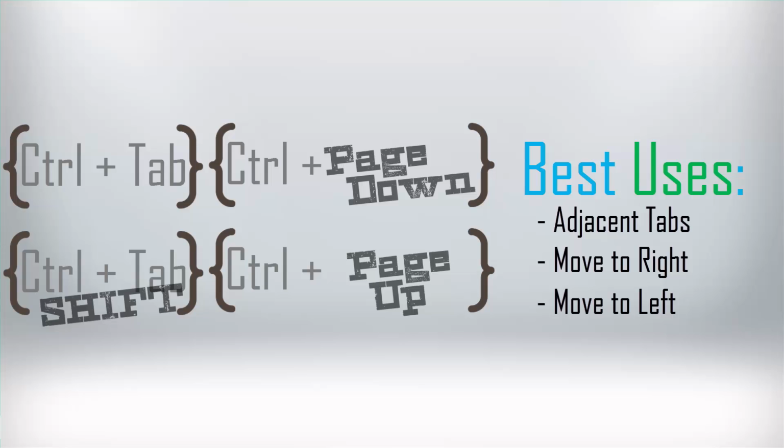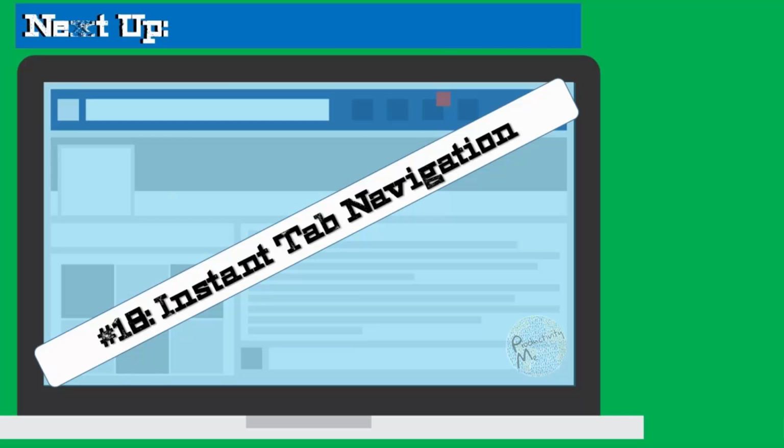However, in our next video, we'll look at keyboard shortcuts of Control Number, a trick that allows you to jump specifically from the tab where you are now to any tab that you want to on your browser.